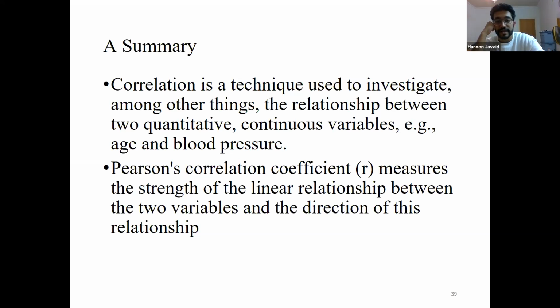So a correlation is a technique that is used to investigate the relationship between two quantitative continuous variables, for example, age and blood pressure. Pearson's correlation coefficient measures the strength of linear relation between two variables and the direction of this relationship. Okay.